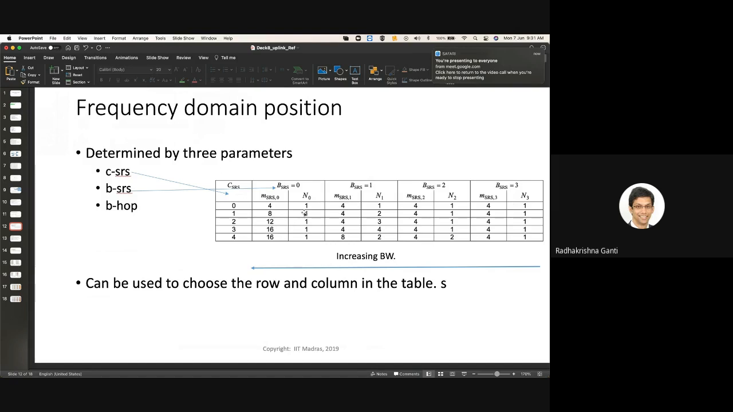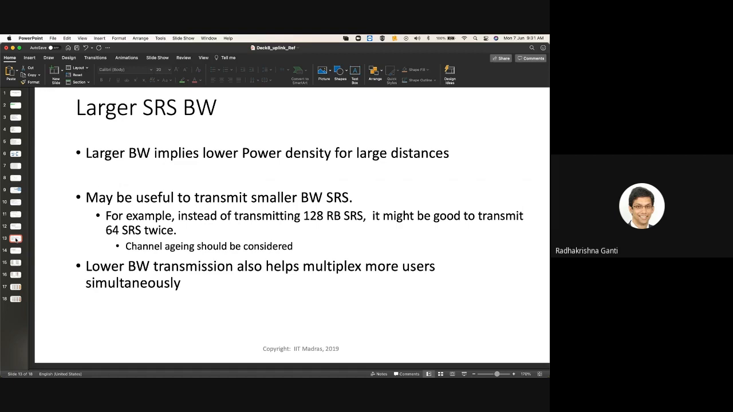And N0, N1, N2, and N3 are some offsets in the frequency domain. Anyway, we are not going to go into that. The most important thing you have to recognize is BSRS3 is a smaller bandwidth compared to BSRS2, BSRS1, and BSRS0. So this is what I was telling you.